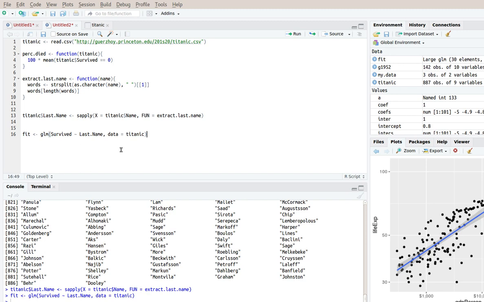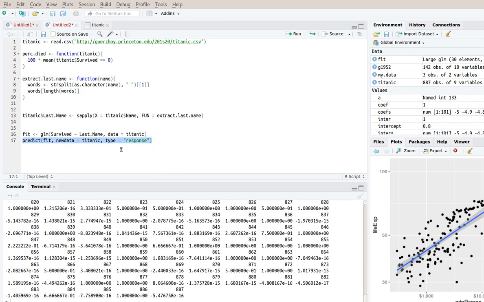Now we can compare the accuracy to the baseline classifier. First of all, what's the accuracy? If we do predict fit, newdata equals Titanic, and type equals response, what we'll get is the probabilities associated with each person surviving as predicted by fit. We can get true and false, like true survived, false did not survive, by going greater than 0.5.